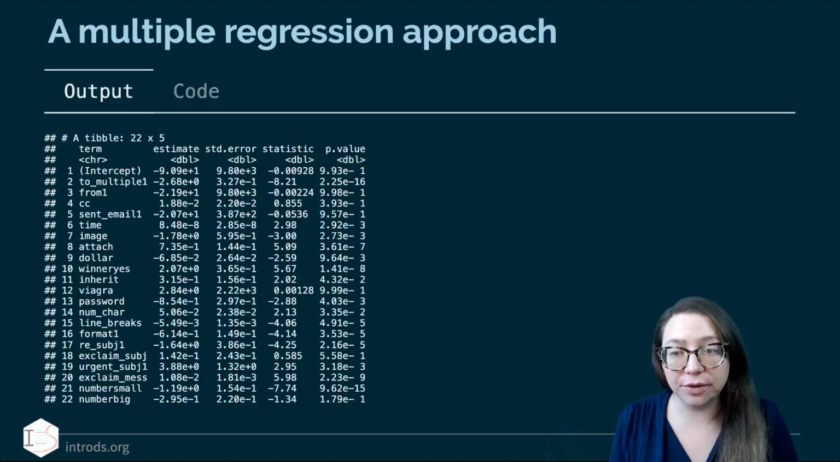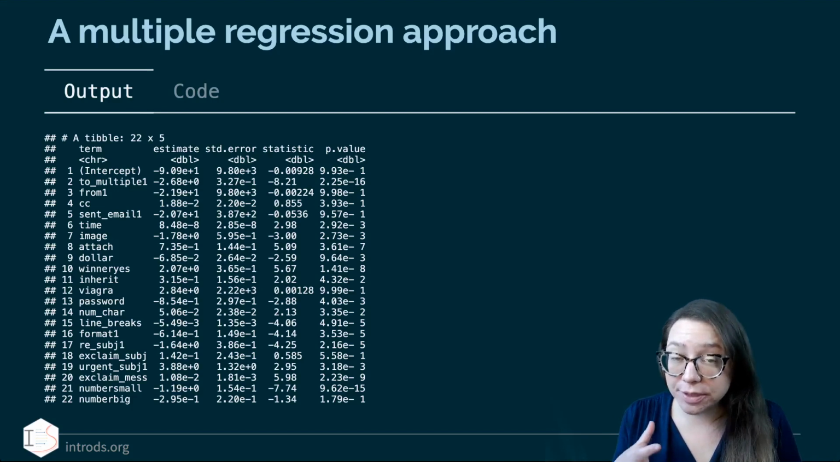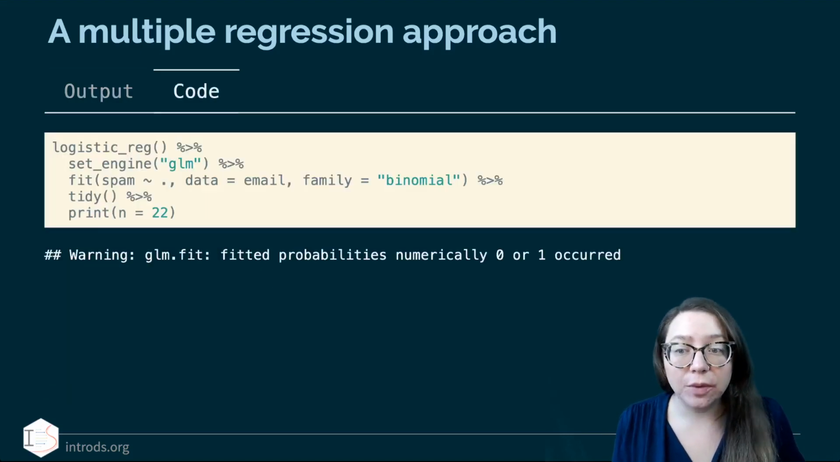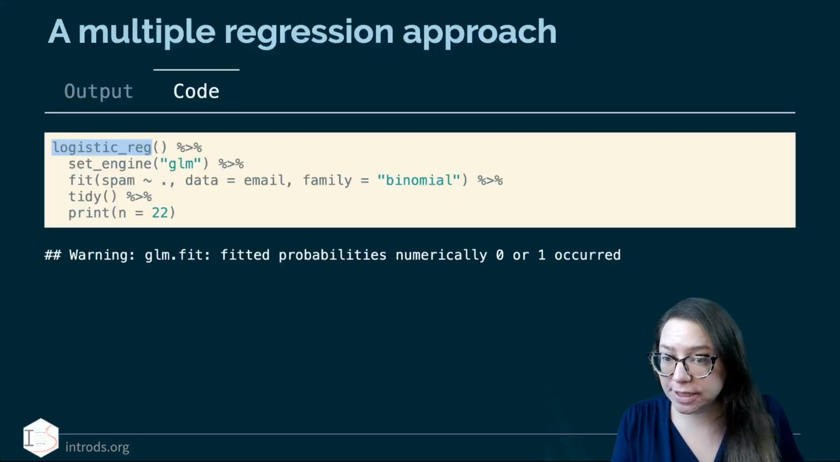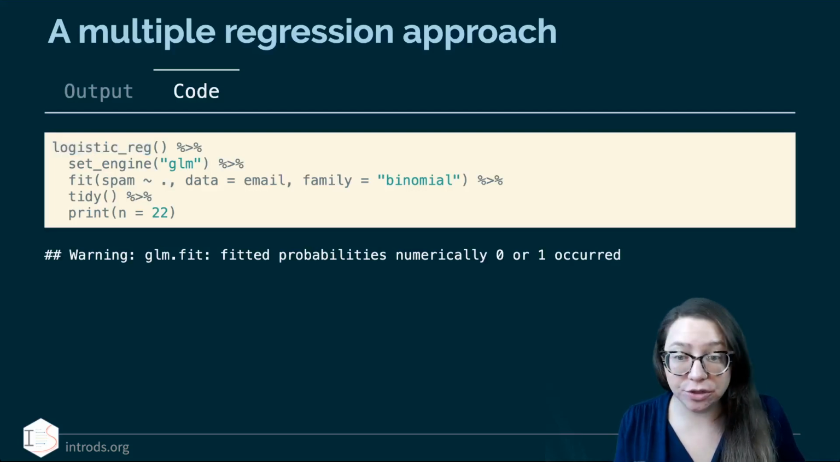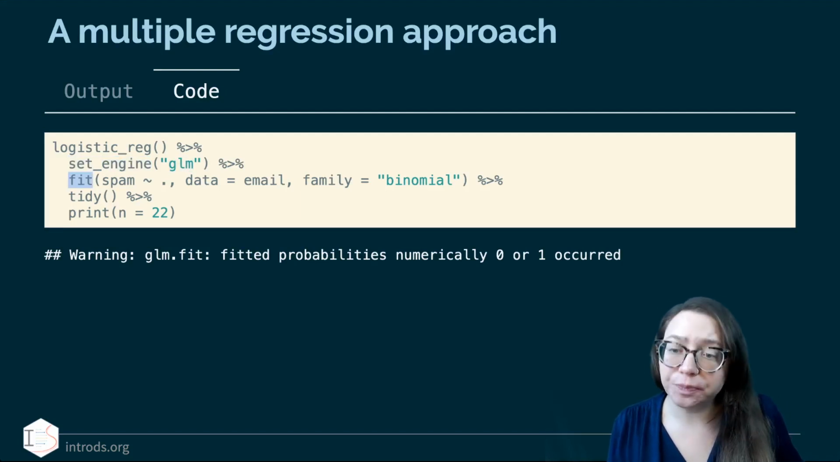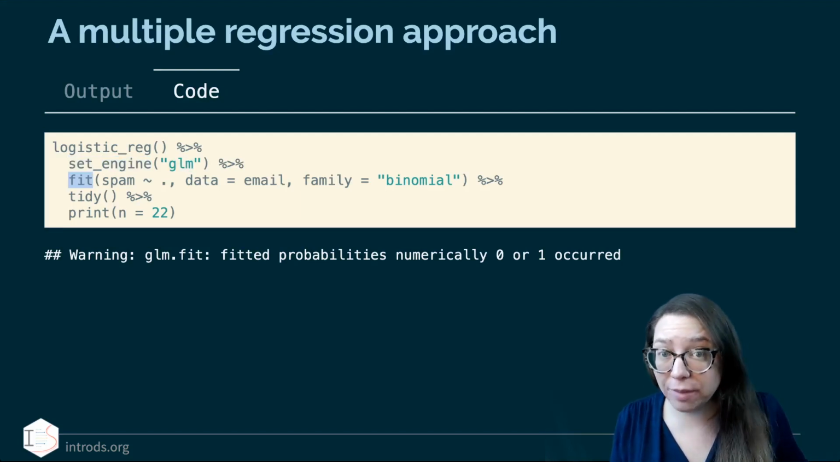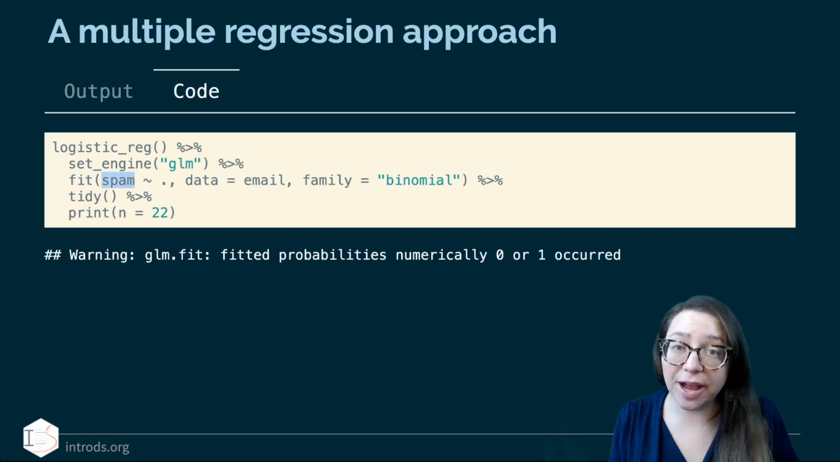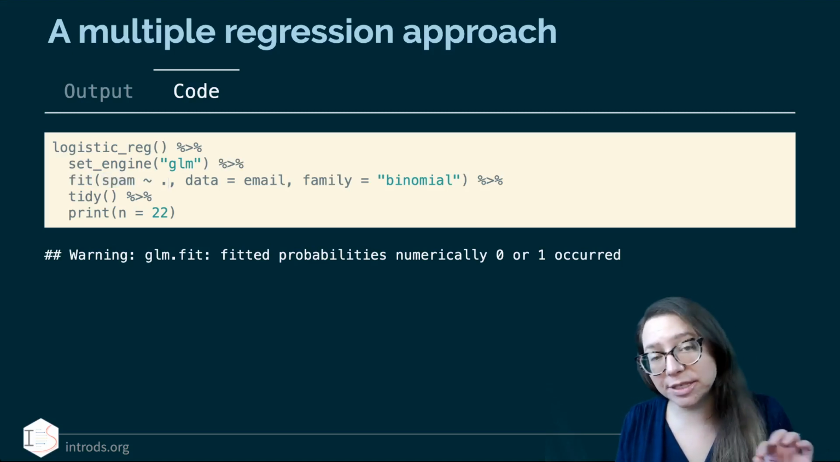Here we have a logistic regression model where we're predicting spam or not. And this time we're using all of the predictors available to us from the data set to fit the model. So let's take a look at the code first. We're starting by defining our model, logistic reg, and then we're setting our engine to GLM for generalized linear models. And then in our model fit, our outcome variable is spam, and remember that's a factor variable. And on the other side of the formula, I have just a period.